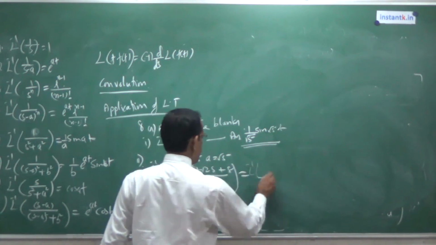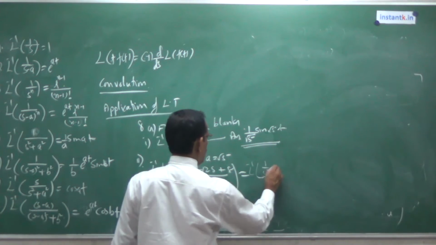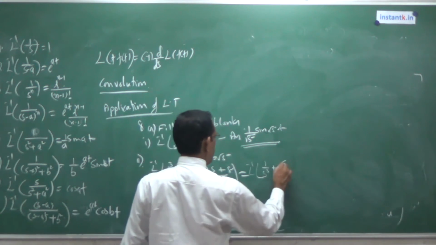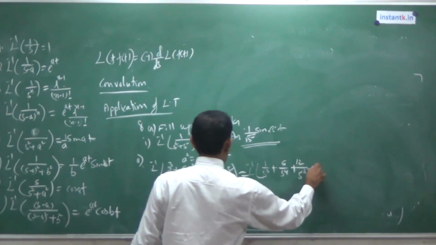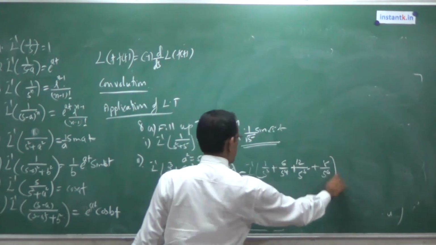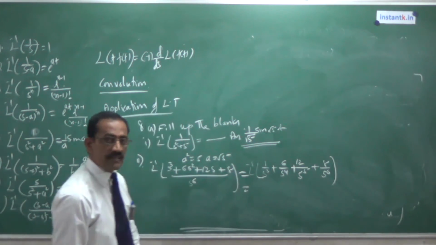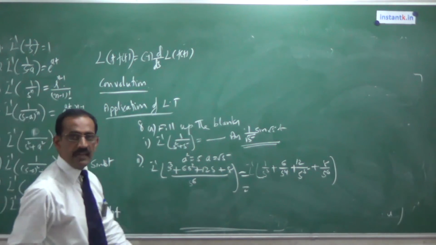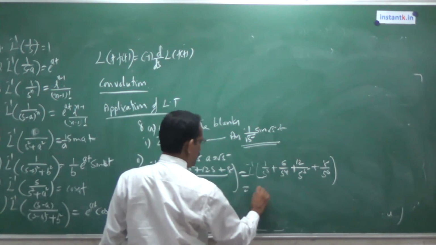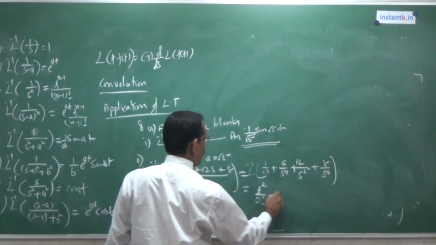It is L inverse of s cube by s power 6, which gives 1 by s cubed, plus 6 by s to the power 4, plus 12 by s to the power 5, plus 8 by s to the power 6. Everything is in the standard form. For 1 over s to the power n, the Laplace inverse is t to the power n minus 1 divided by factorial n minus 1. So it is t to the power 3 minus 1, that is t squared, by factorial 2.